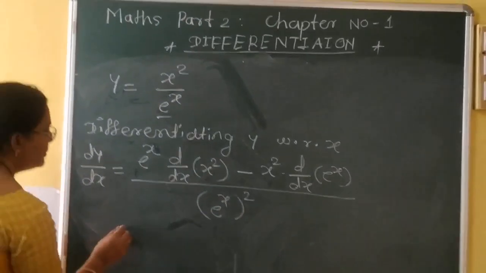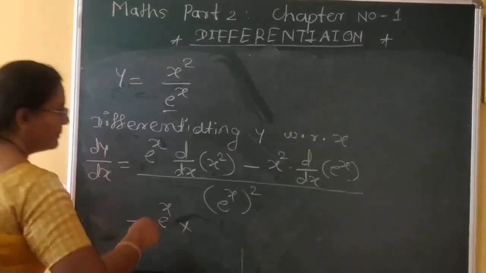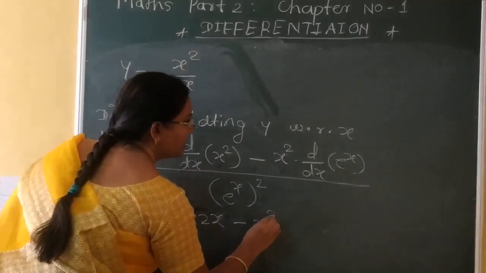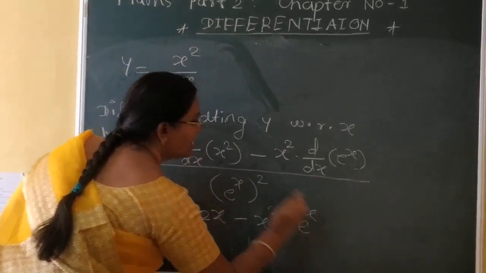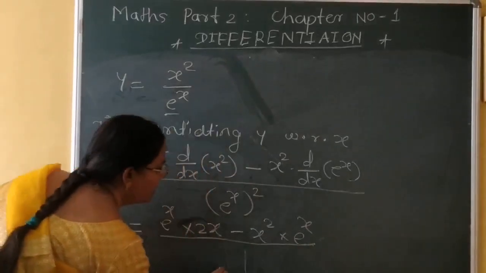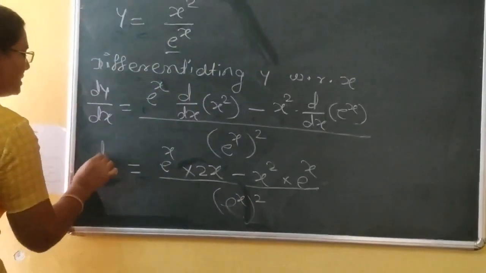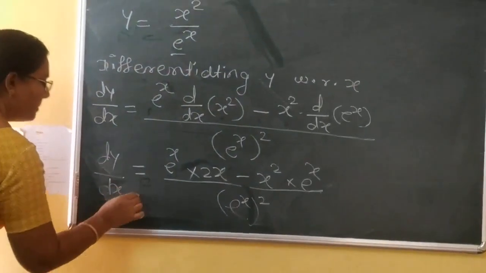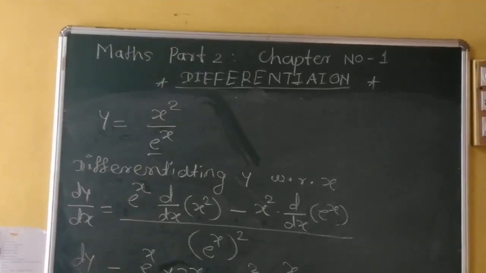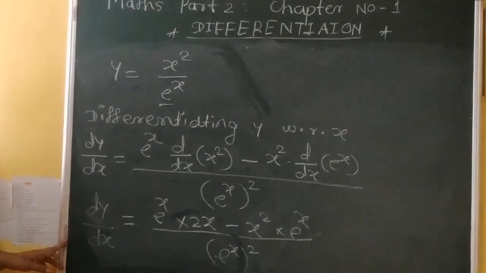Then taking the derivatives by using the standard formula, we get e raised to x into the derivative of x square, which is 2x, minus x square into the derivative of e raised to x, which is e raised to x, divided by e raised to x bracket square. This is the derivative of the function by using the quotient rule. Take this example and write it down.